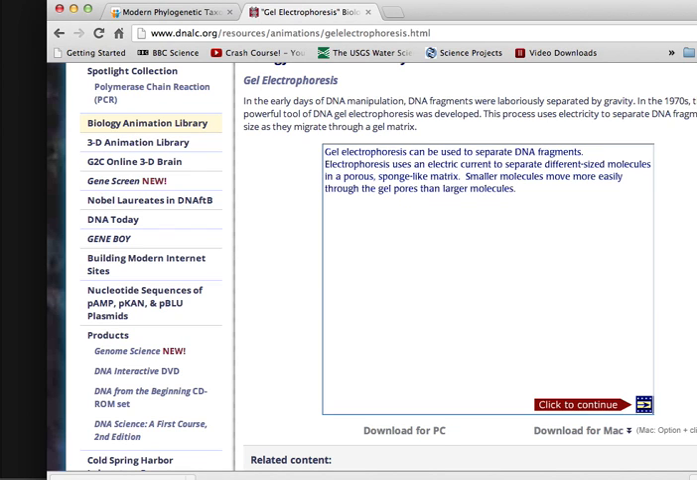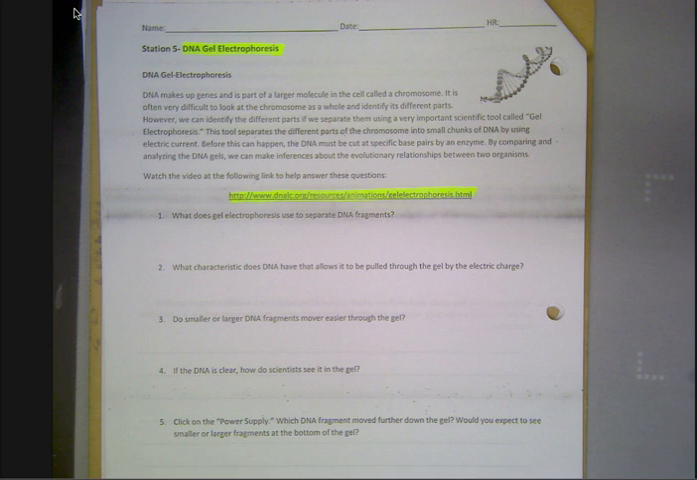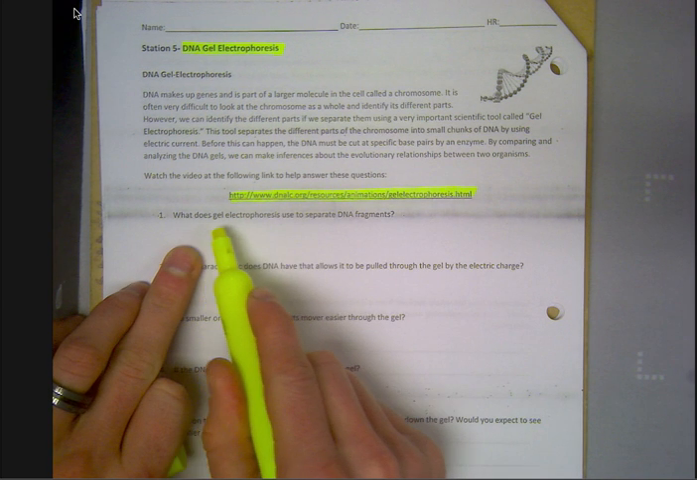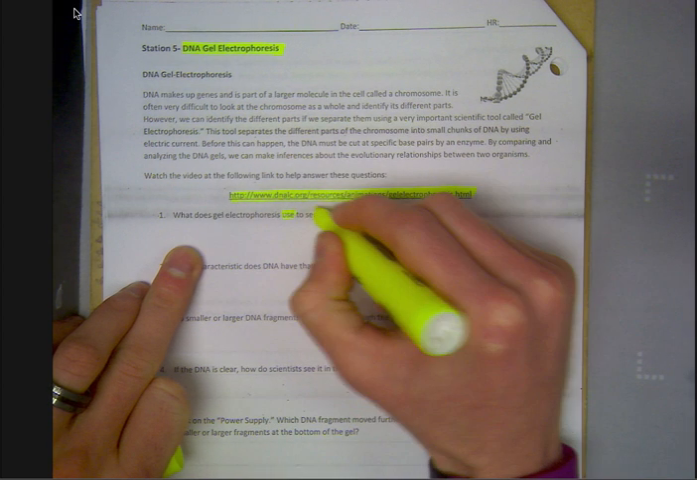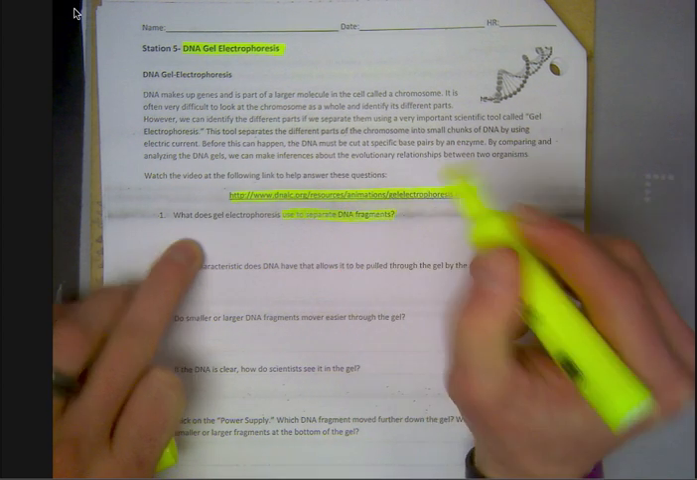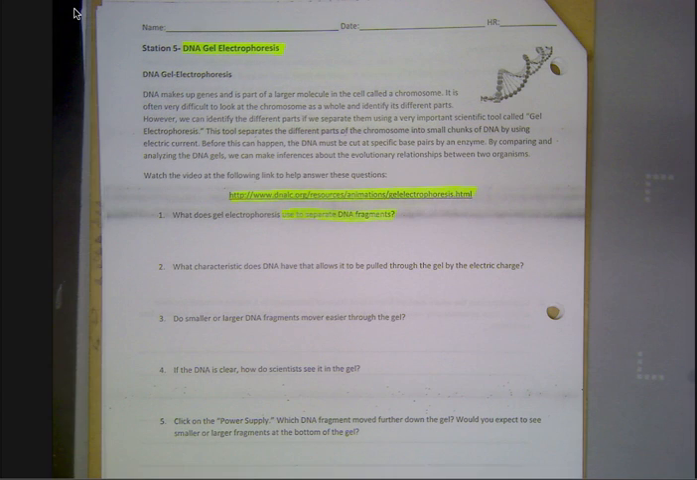The questions don't necessarily go in order with the simulation, and they definitely don't stand out word for word. So make sure that you pre-read the questions, please. Go ahead and pre-read the questions and look for keywords and ideas. So what does gel electrophoresis use to separate DNA fragments? We're looking for an object that is used to separate DNA fragments. It's not going to come out and tell you. You're going to have to look into it a little bit more.